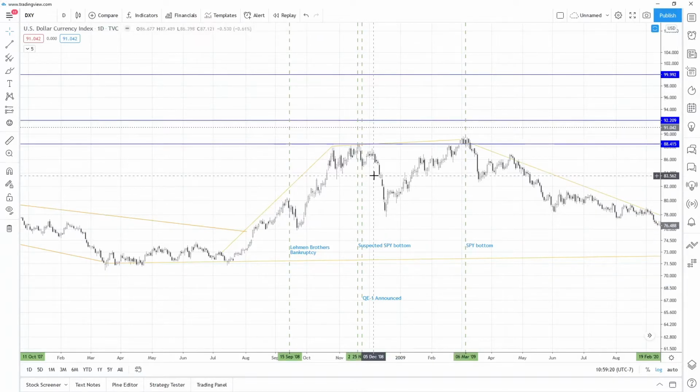But this is what the timeline looks like. Let's just go to the SPY to start with.